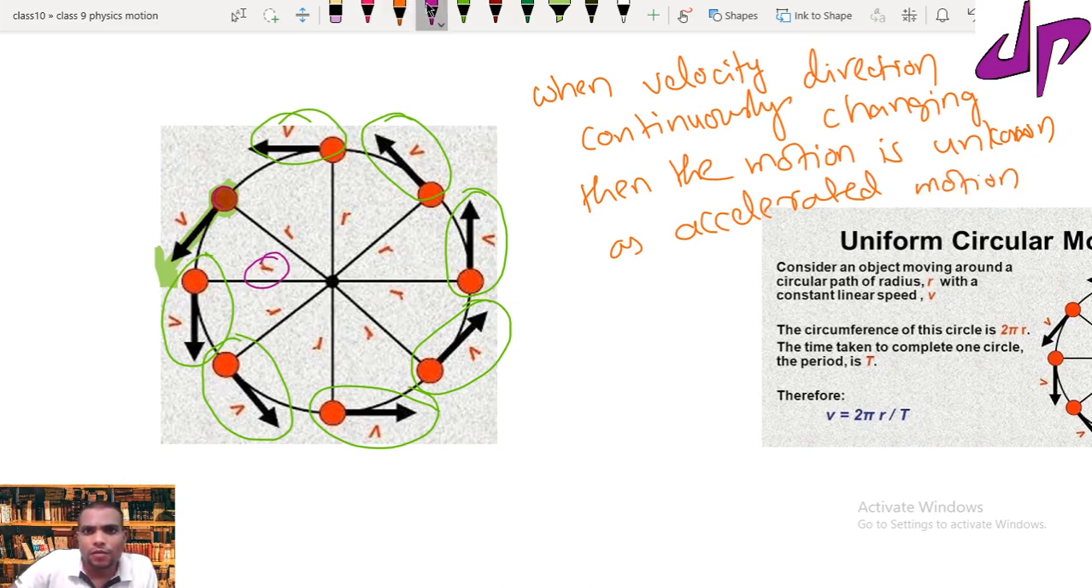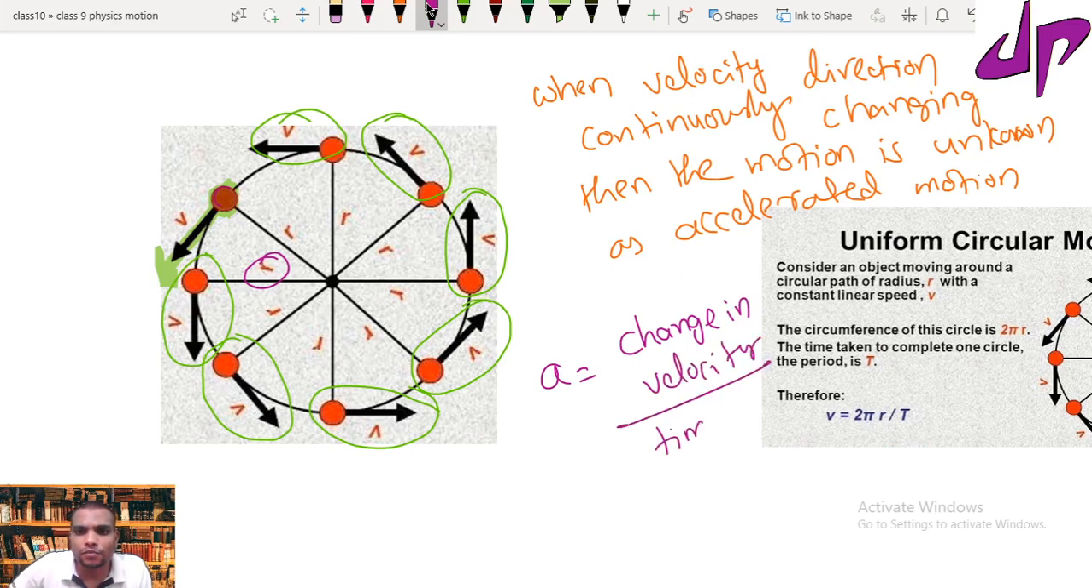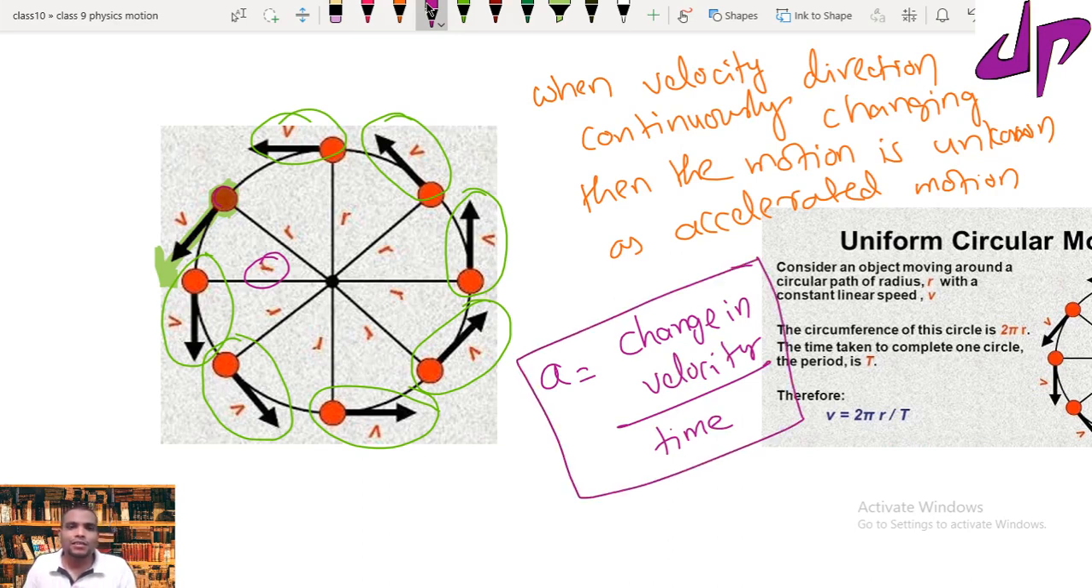How is it? Because by definition, acceleration is equal to change in velocity upon time. So this is the definition of acceleration: acceleration is defined as change in velocity by time. Now here the change is in terms of direction. If the direction is changing, we should say that it's an accelerated motion.